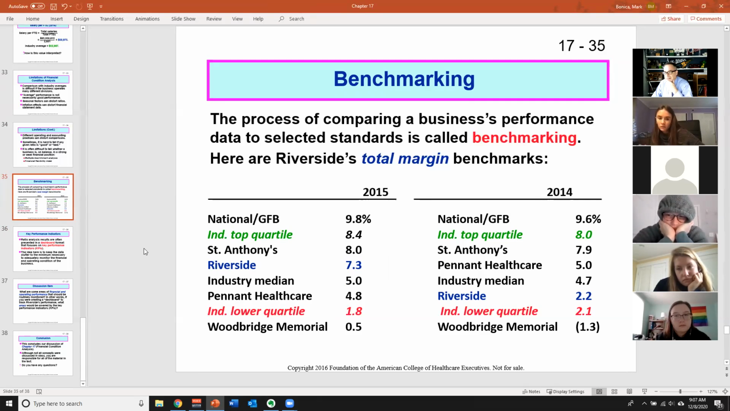You can get this data from the American Hospital Association, from MGMA. So if you're looking at hospitals, you go to the Hospital Association. If you're looking at clinical, so physician practices, you'd go to the Medical Group Management Association. And then there are other associations, like long-term care associations and so forth, that have these averages so that you can benchmark your organization against the averages.